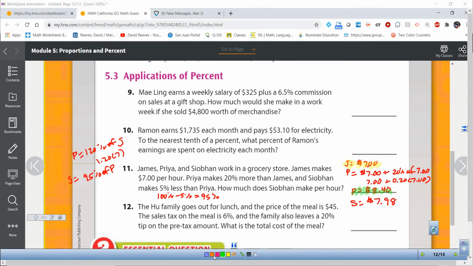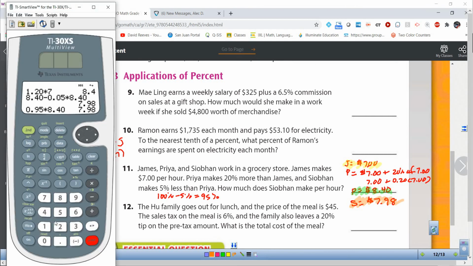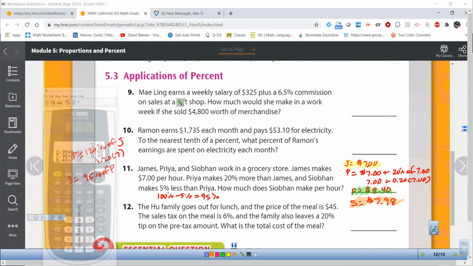Okay. And if we wanted to check those numbers, we could write those as ratios and we can get the percent. In fact, let me just do that real quick just to check it. If I did 7.98, that's how much Siobhan makes, and if I divided it by 8.40, I should get 95%. And I do, right? And if I do 8.40, which is how much Priya makes, if I divide that by James's $7, I should get 120%. And I do. Awesome, possum, the math is working out.